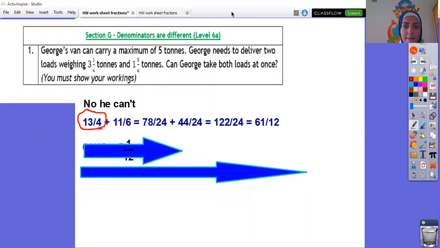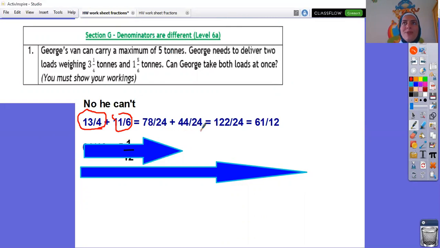And here 11/6. And then when I add them, it's 78 over 24 plus 44 over 24. And then when you add them, it's 122 over 24. Let's simplify it a little bit. It is 61 over 12.